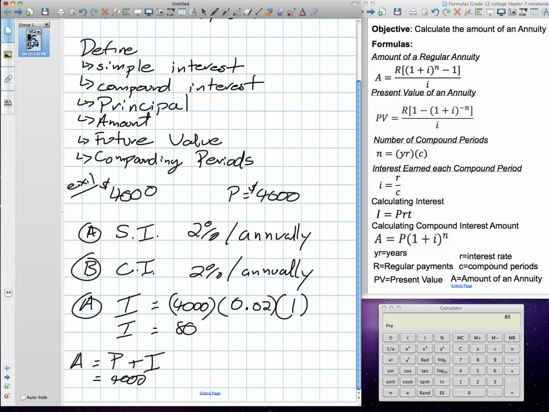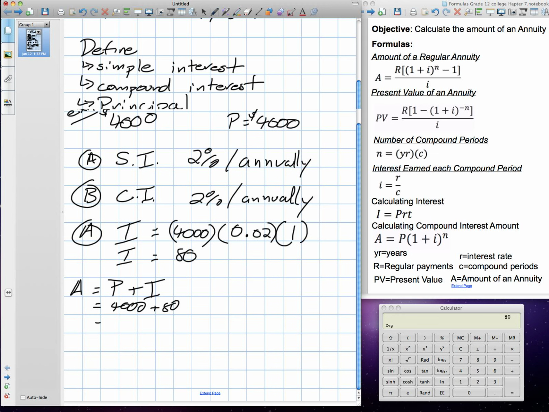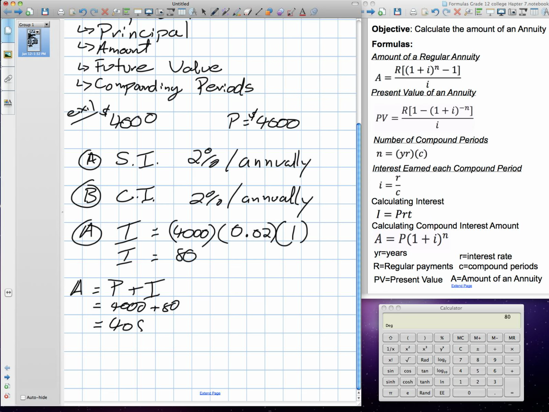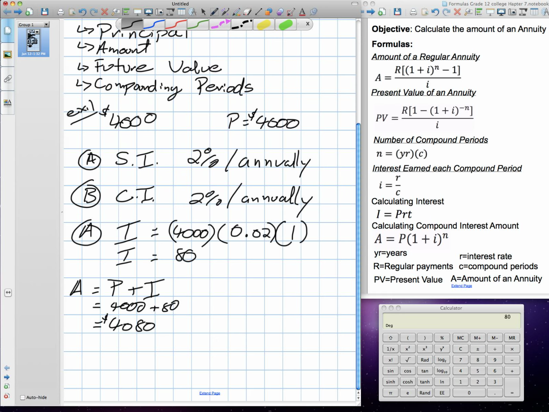So in their account, they had $4,080. Okay? So in our option A, after 1 year of simple interest, this person earns an extra $80. Let's look at option B. Option B, exact same idea. We're going to use that formula. Their interest earned is equal to the principal, which is formula.